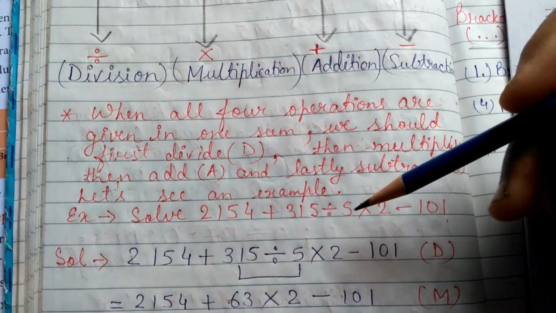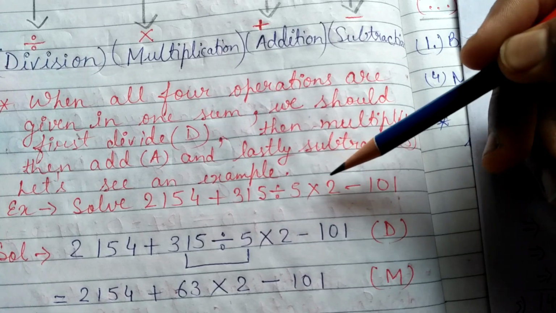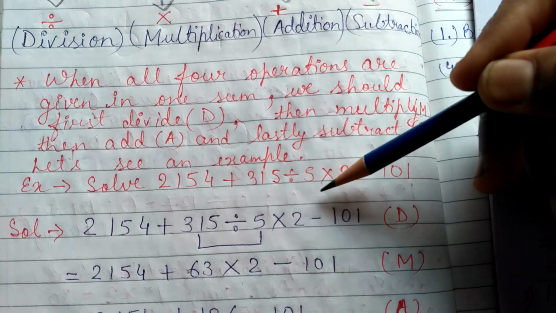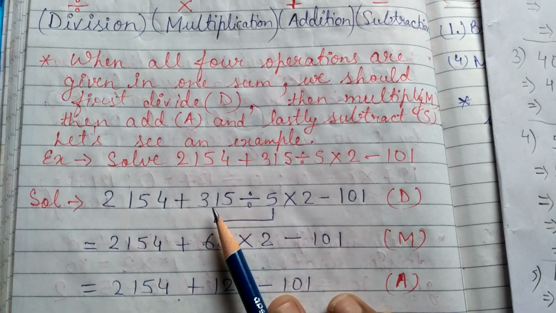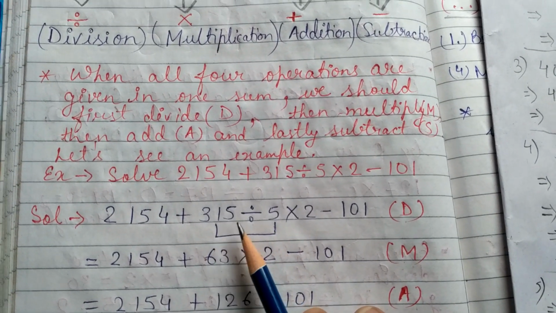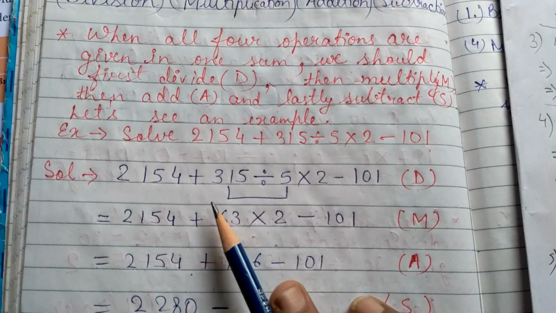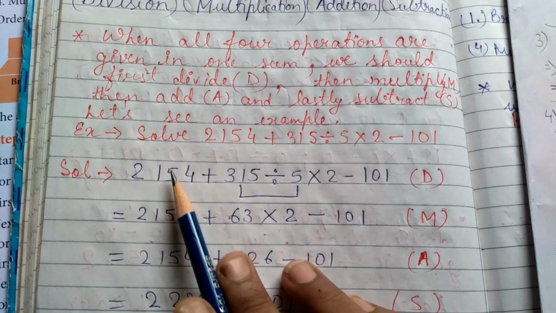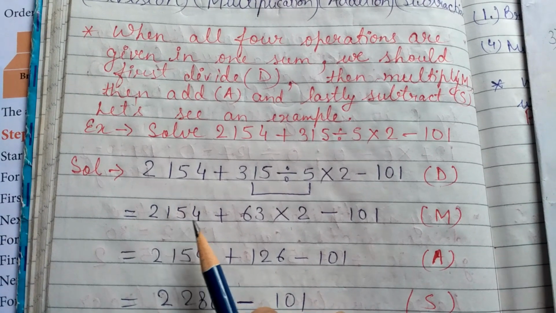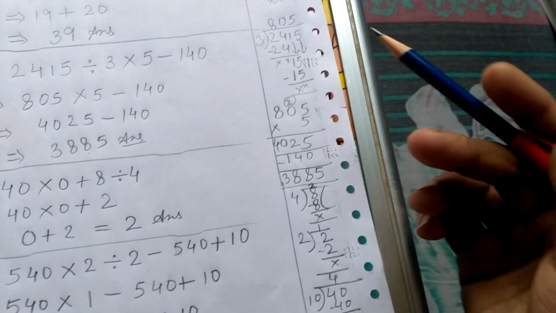Let's see an example. Solve 2154 plus 315 divided by 5 multiplied by 2 minus 101. According to the DMAS rule, first we have to do the operation of division. The division sign is between 315 and 5, so 315 gets divided by 5, and this will be the result. The rest of the numbers and signs will be written as they are in the next step. So it is equal to 2154 plus, and the division you have to show in the rough work.